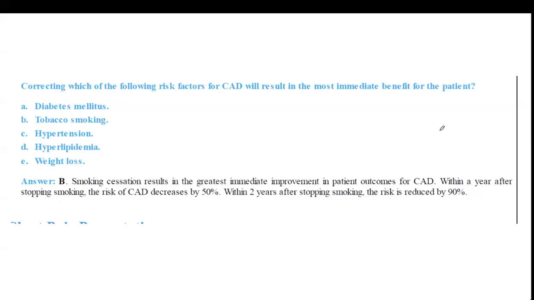All right. So the next question is, correcting which of the following risk factors for coronary artery disease will result in most immediate benefit for the patient. These questions come in exam. So remember that if a patient does smoking cessation, that will be the greatest improvement in the patient's outcome. So all of these risk factors come in exam. So please remember them.